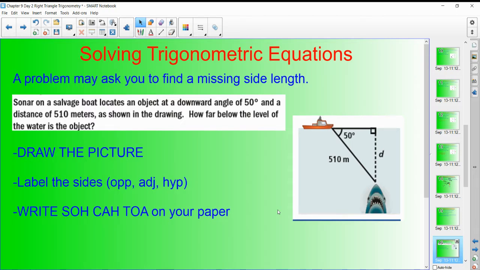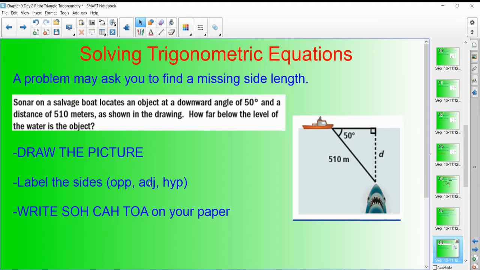So a problem may ask us to find the missing side length. It says sonar on a salvage boat locates an object at a downward angle of depression of 50 degrees, and a distance of 510 meters, as shown in the drawing. They give us the drawing. So the angle of depression is 50 degrees, the diagonal distance is 510 meters, and it wants how far below. So it wants the depth.